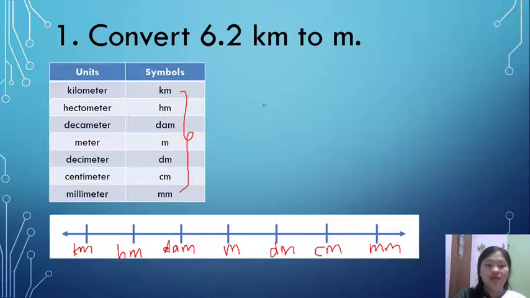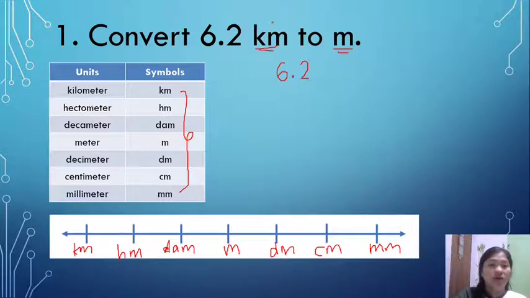Okay, so how do we do that? We're going to convert 6.2 kilometers to meters first. Let us write down the given, 6.2. As I said, this is a shortcut. The second step is to locate the decimal point. So you have your decimal point here, somewhere here. And then, where we are converting from is kilometer, so we are going to locate kilometer in our metric line. And then we are going to target meter. We are going to meter.